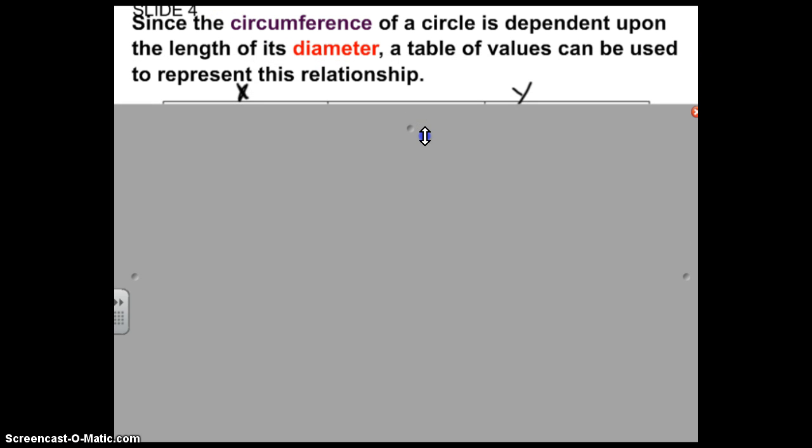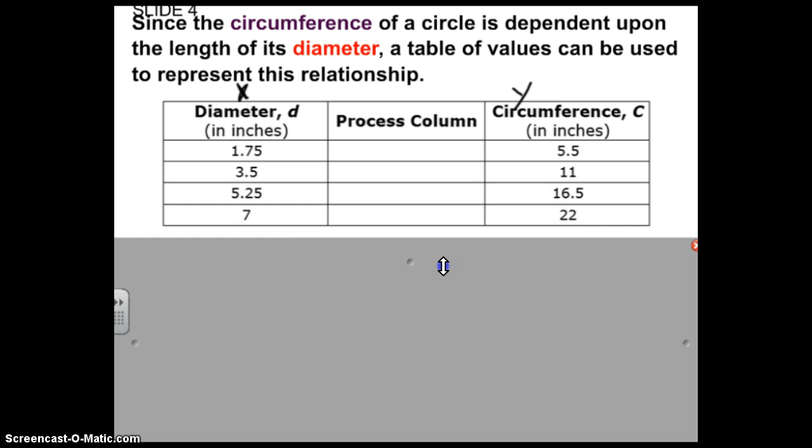When we're looking at circumference and diameter, since the circumference of a circle is dependent upon the length of its diameter, a table of values can be used to represent the relationship. So here in our table we have the diameter, which we can refer to as x, and the circumference, which we can refer to as y, because first we have to have a diameter, and then second we have a circumference. So x is independent, y is dependent.